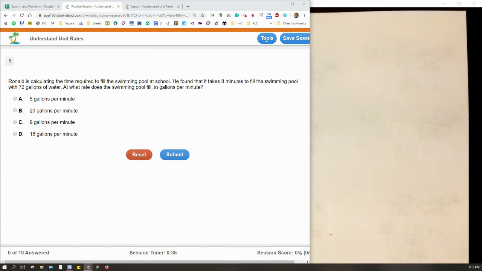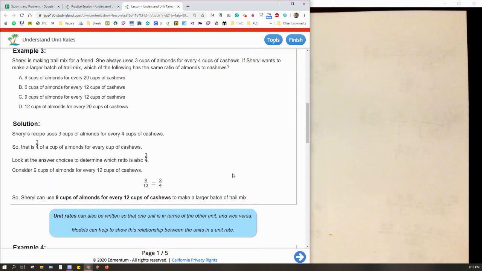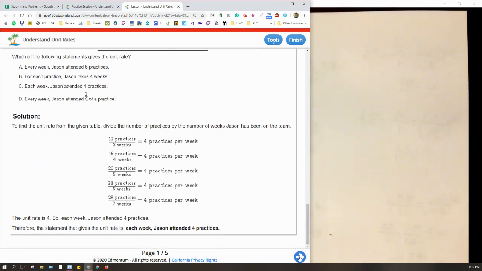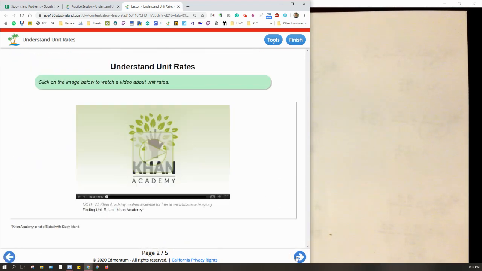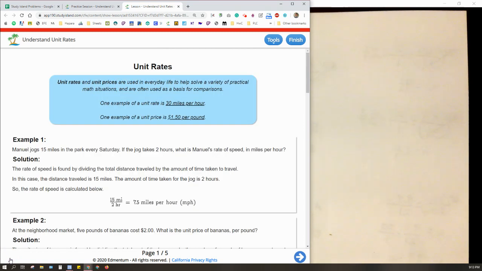Before we get started, please make sure that you've gone through the lesson. The lesson tab has a lot of good information and example problems for you. Definitely read it before you try the practice problems or the game mode problems. There are videos here that will help you, and a lot of written examples on the first page, and several pages worth of videos. Have this open in the background so you can refer to it, and make sure you've read through it carefully before you try the practice problems so that you get a good percentage.